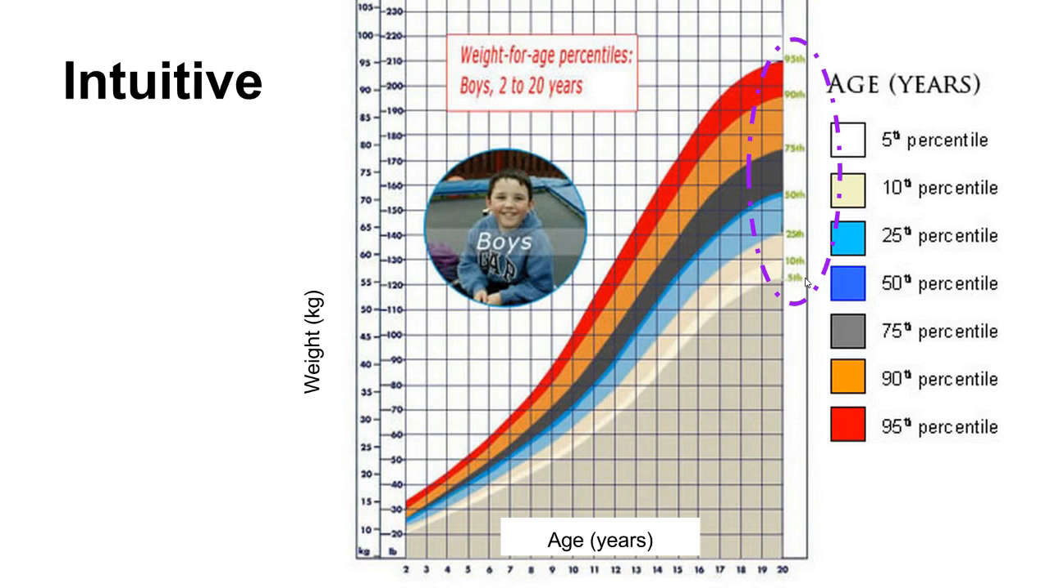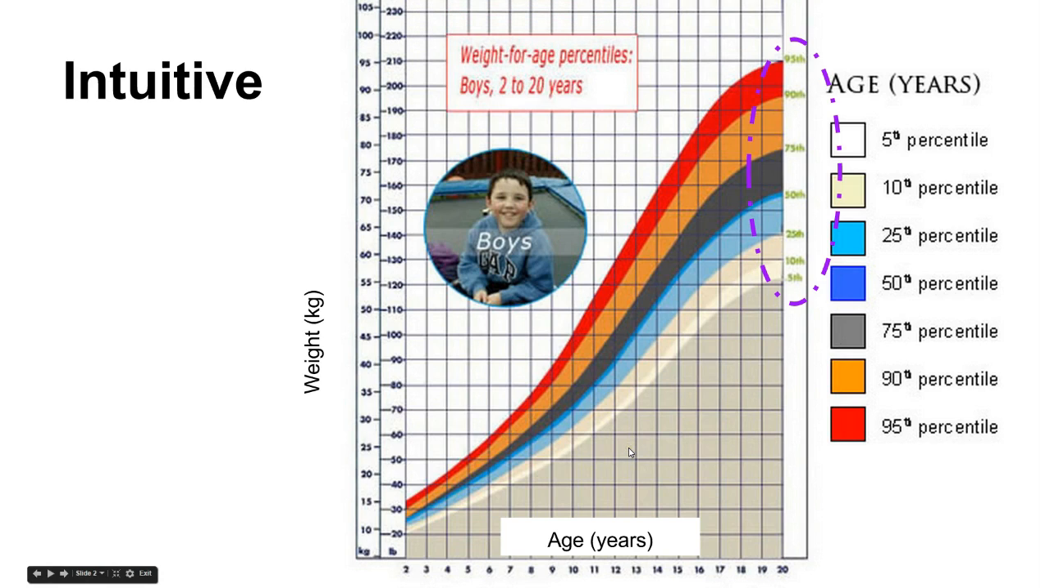And then on the flip side, if you've got a male who at age 20 weighs more than 95 kilos, they also happen to be at the 95th percentile. 95 kilos in pounds is 210 pounds. And then you've got a whole range of weights in between.